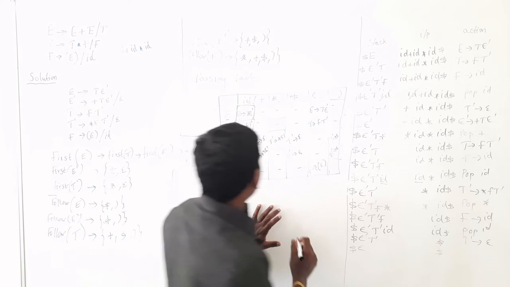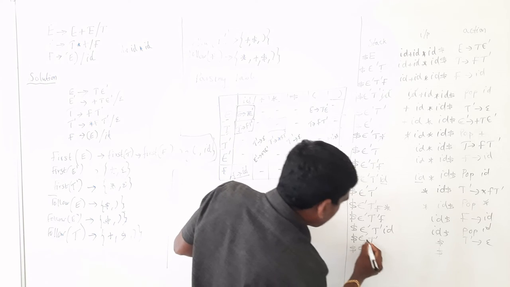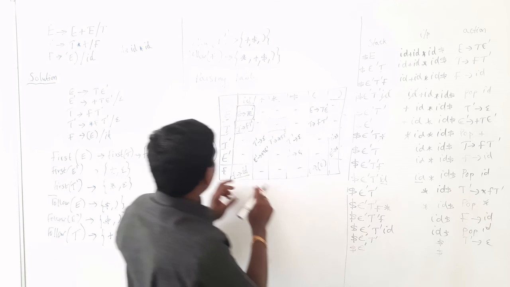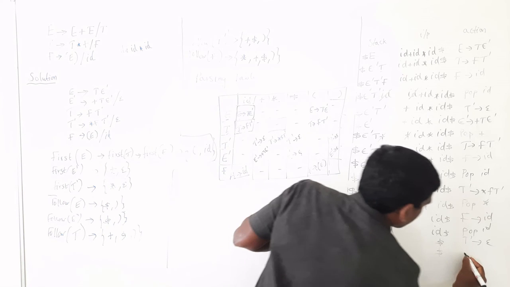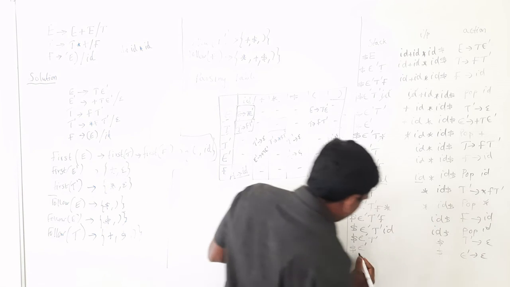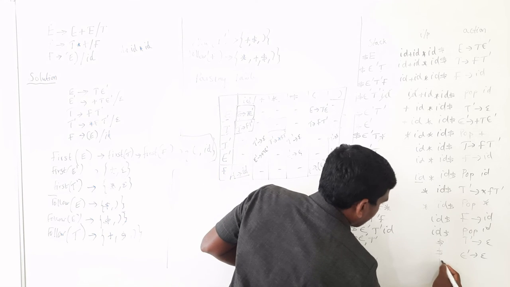Now what is E dash dollar? E dash dollar is E dash tends to epsilon. So we can pop E dash also from the stack. So dollar in the stack, and here also dollar.